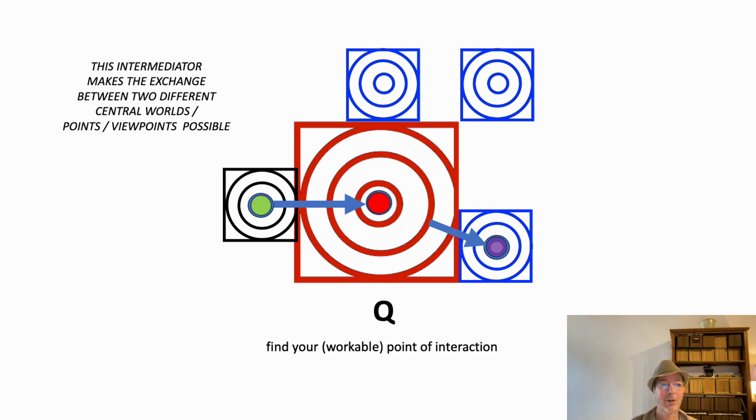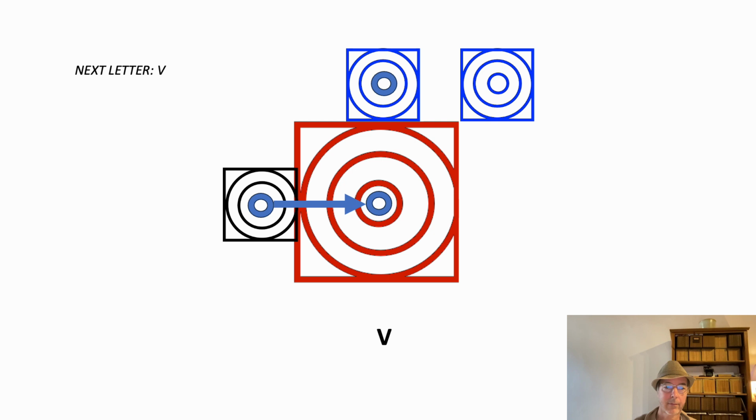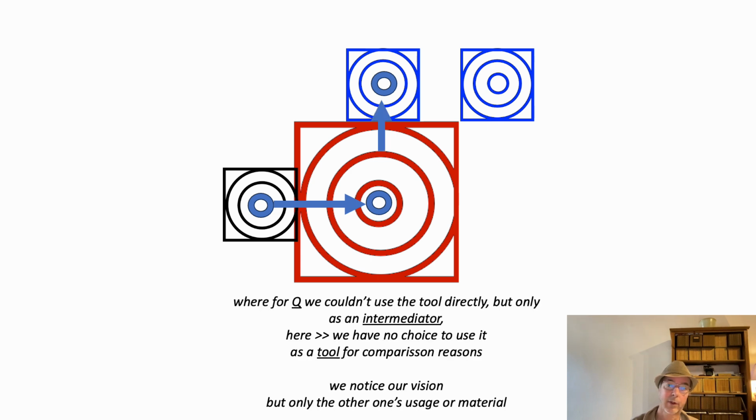This mediator will make the exchange between two different central points or viewpoints possible. The next letter, the V, is again where we focus ourselves onto our new set of values, common values. We don't see the other one, but we can use a tool. There is a common good here in the middle that will be used by us and by someone else.